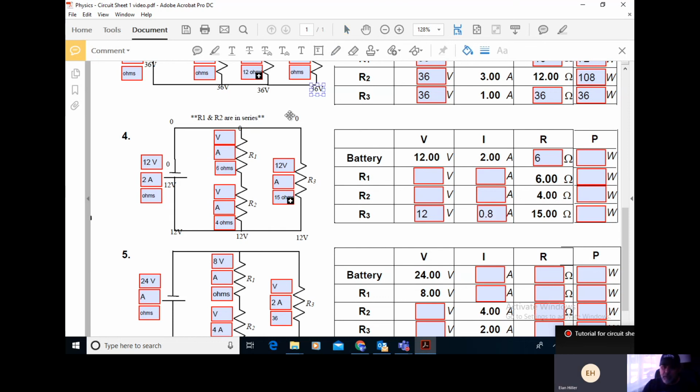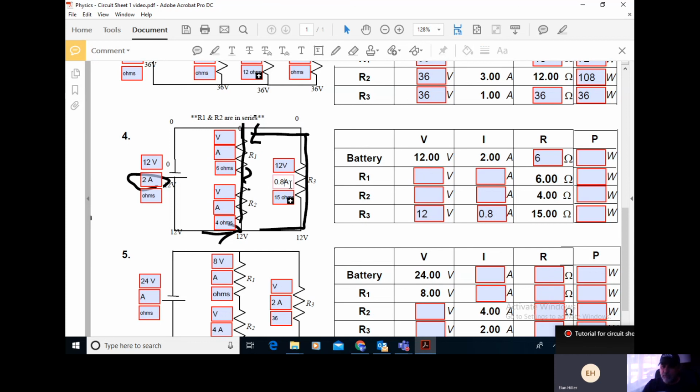So here's what I know. Across this pathway, we have some unknown current. We don't know what it is. We know there's 2 total amps of current that go into the split. We know that there is 0.8 amps of current coming out of the split.